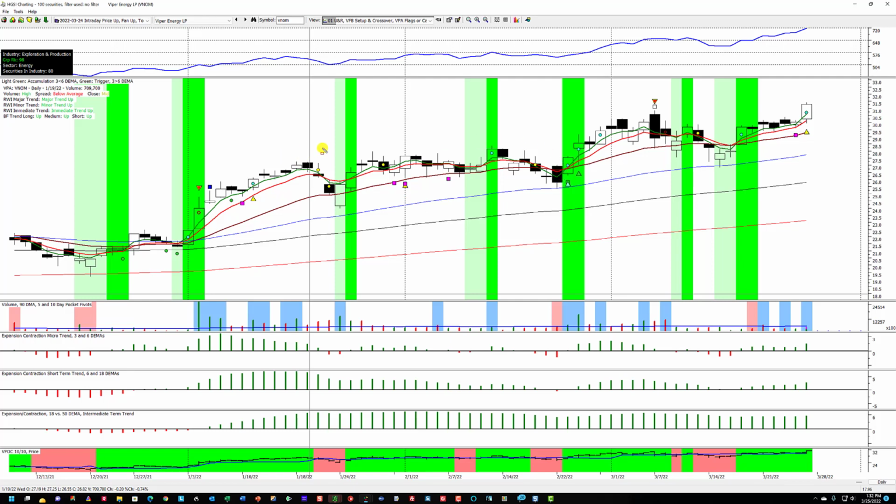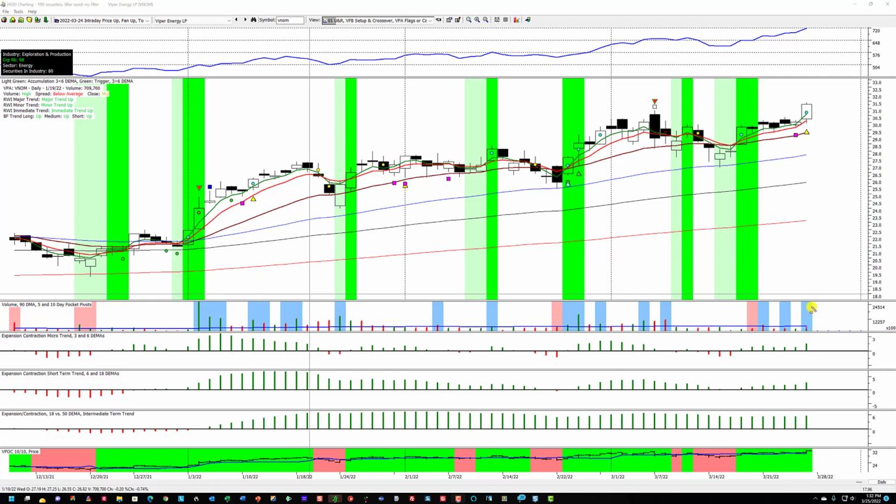Let's put a frame around this. Consolidation area. It did break out, had a nice move, pulled back a little bit, pulled back to here again. Here's the accumulation, these 2 days right here that it shot up, and now it's going again. So this one took a while to consolidate.